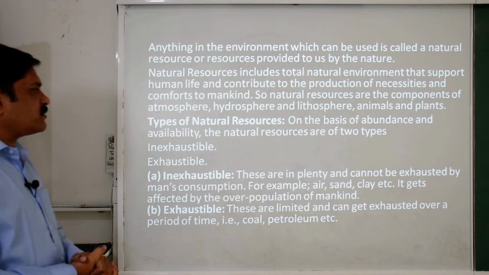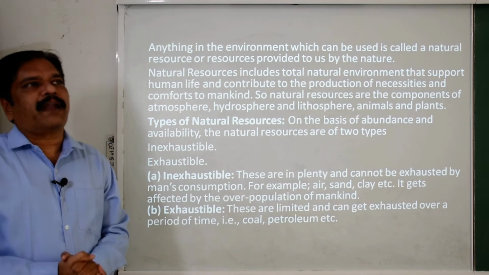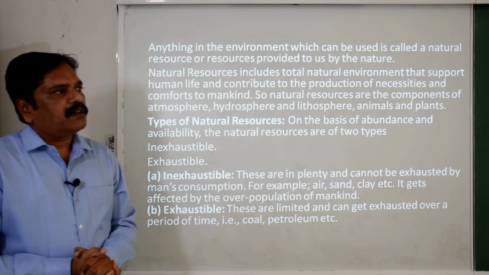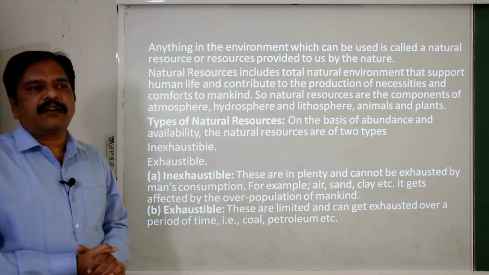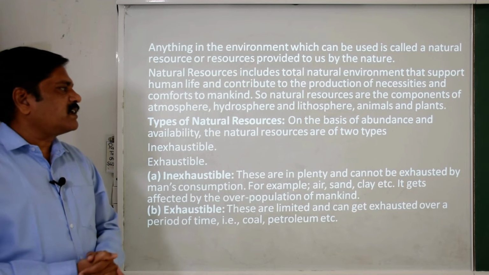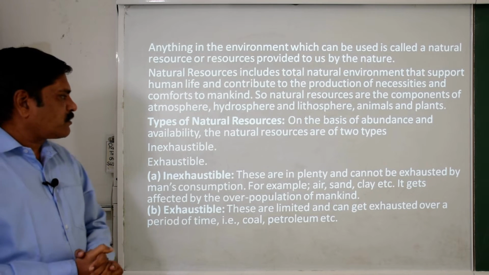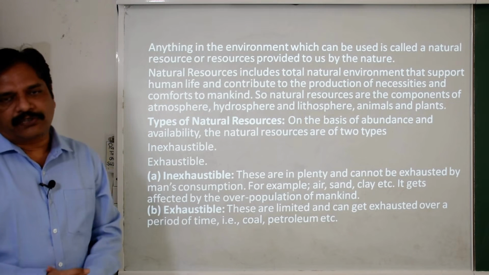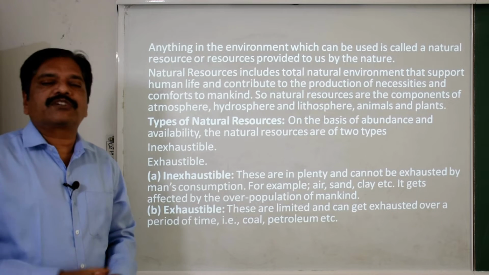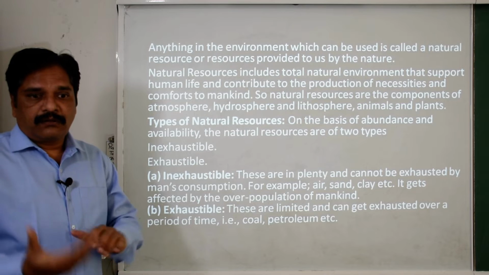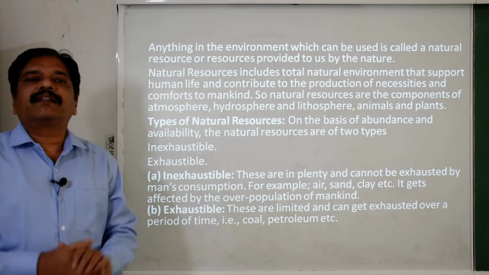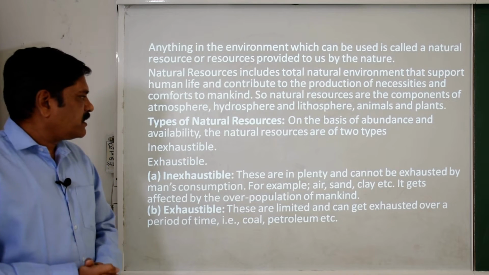The meaning of inexhaustible is that its availability is plentiful. It is not going to be exhausted even if we use it unconditionally. You can see that air, sand and clay are considered inexhaustible resources. Even with overburden utilization and excessive population, they are fulfilling our requirements and are not going to be finished, so we call them inexhaustible.